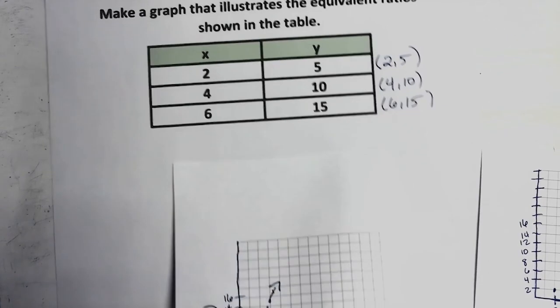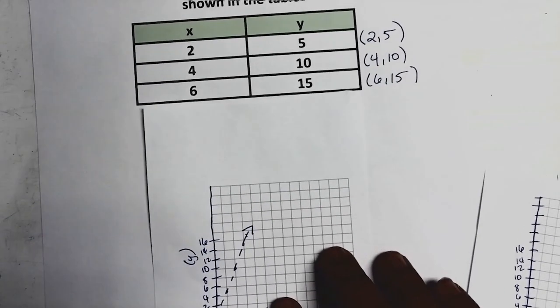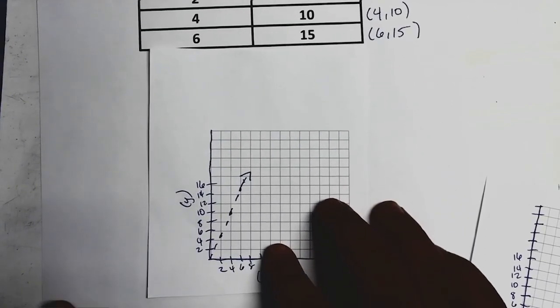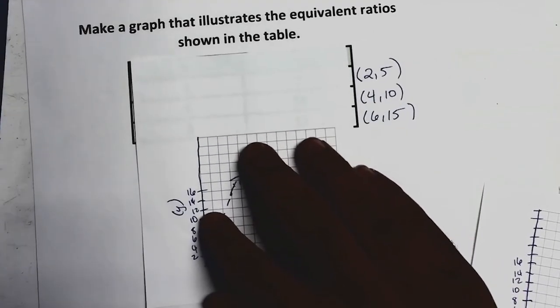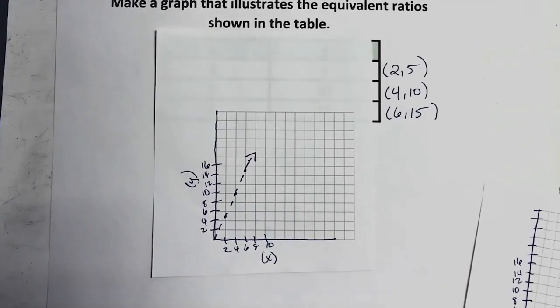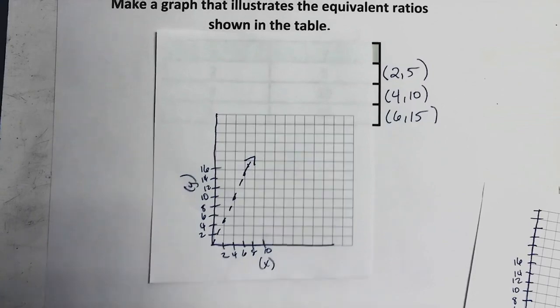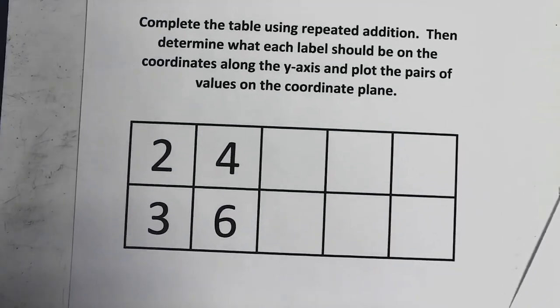So here's my graph. I use the scale of 2s for both. Actually, I'm going to pull it so we can still see our ordered pairs. Does your graph look similar to mine? Good job. Let's do one more together real fast to make sure we have this. So we're going to complete this table using repeated addition. Then determine what each label should be on the coordinate planes along the x-axis and plot the pairs of values on the coordinate plane. So I'm going to use repeated addition to solve this.